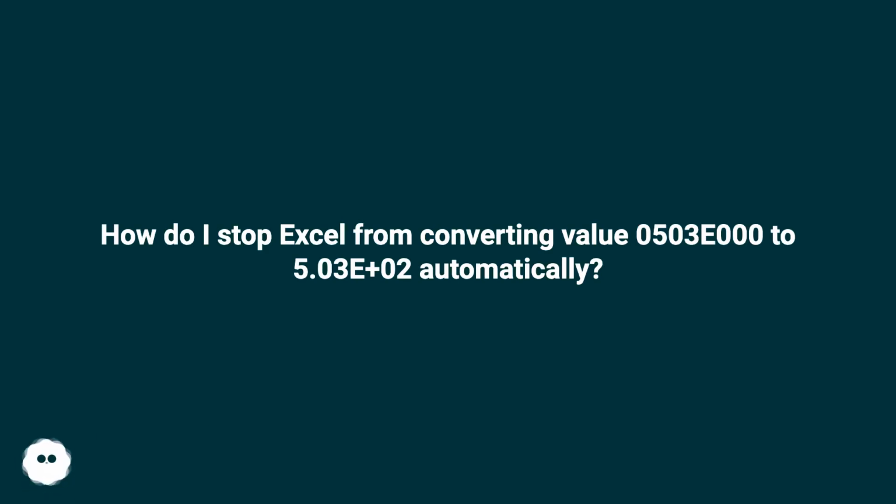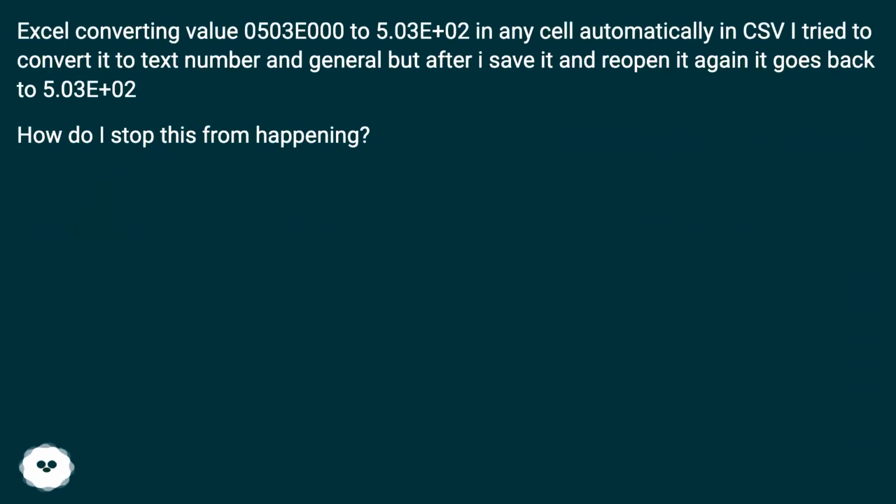How do I stop Excel from converting value 0503E000 to 5.03 times 10 squared automatically? Excel converting value 0503E000 to 5.03 times 10 squared in any cell automatically in CSV. I tried to convert it to text number in general, but after I save it and reopen it again, it goes back to 5.03 times 10 squared. How do I stop this from happening?